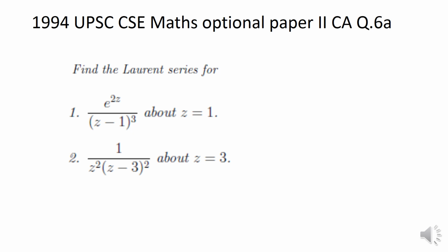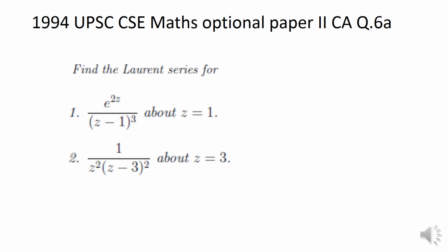So we will do it by writing in two manners. The method is the same but only the writing is different. We take z minus 1 is equal to u, and then z is equal to 1 plus u. So e to the power 2z upon (z minus 1) cube will be e to the power 2 plus 2u upon u square, which is equal to e square upon u cube into e to the power 2u.